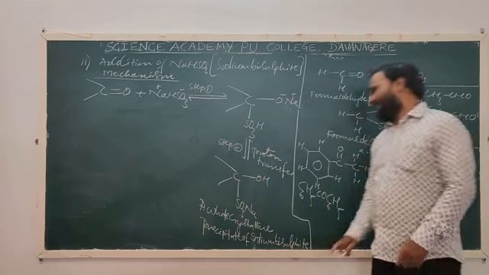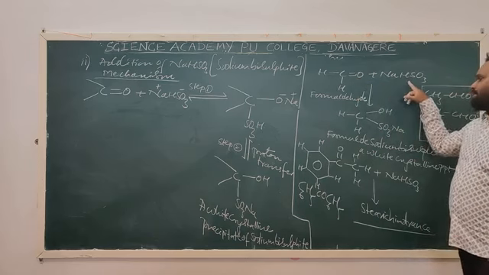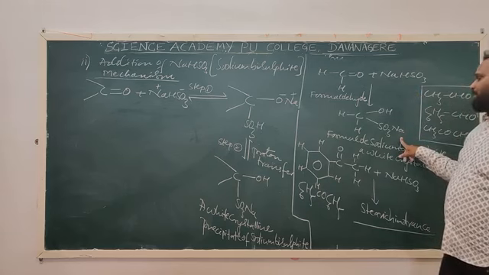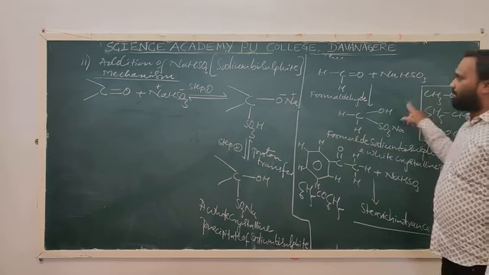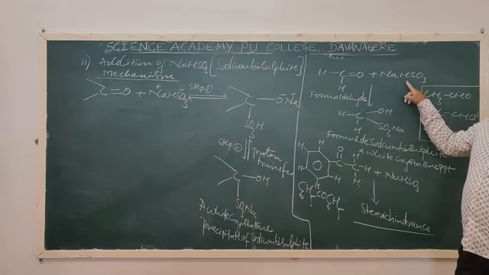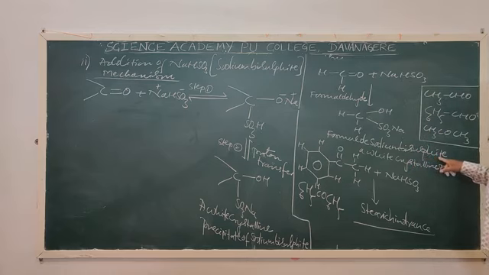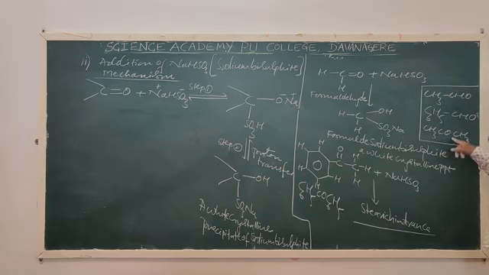For example, formaldehyde reacts with sodium bisulfite, giving a white crystalline precipitate of formaldehyde sodium bisulfite. Similarly, you have to write down the equation when acetaldehyde reacts with sodium bisulfite, giving acetaldehyde sodium bisulfite. Benzaldehyde gives benzaldehyde sodium bisulfite. Acetone gives acetone sodium bisulfite. So these reactions you have to write down.